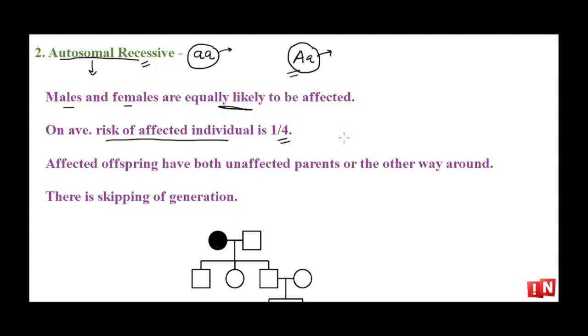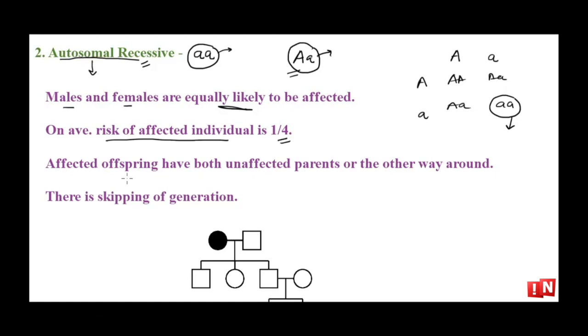is 1/4 or 25%. What do I mean by this? If there are carrier parents, always make a Punnett square, it becomes very easy. Look at this, 1/4, out of 4, one offspring can have this particular disease. It's once again a probability that if you have carrier parents, 1/4 is the probability that the offspring might get the disease.